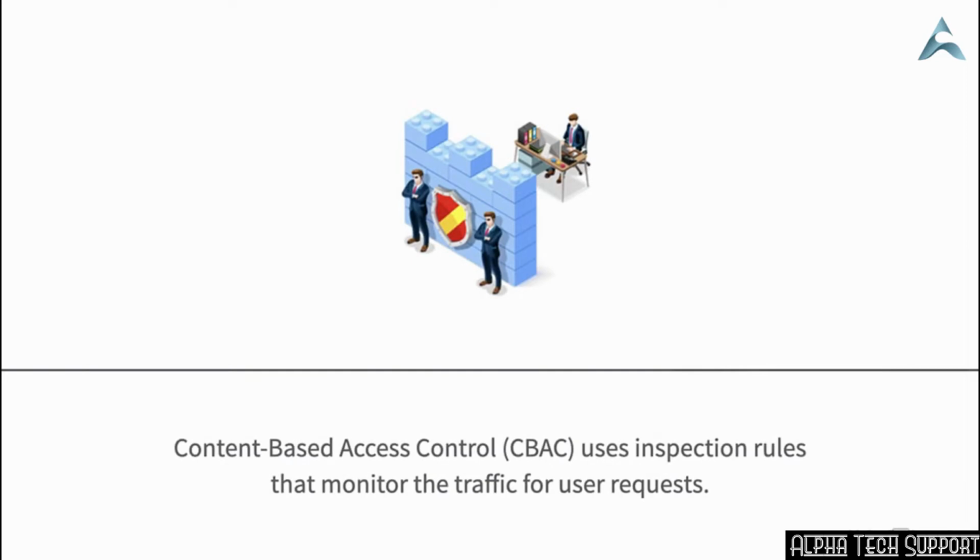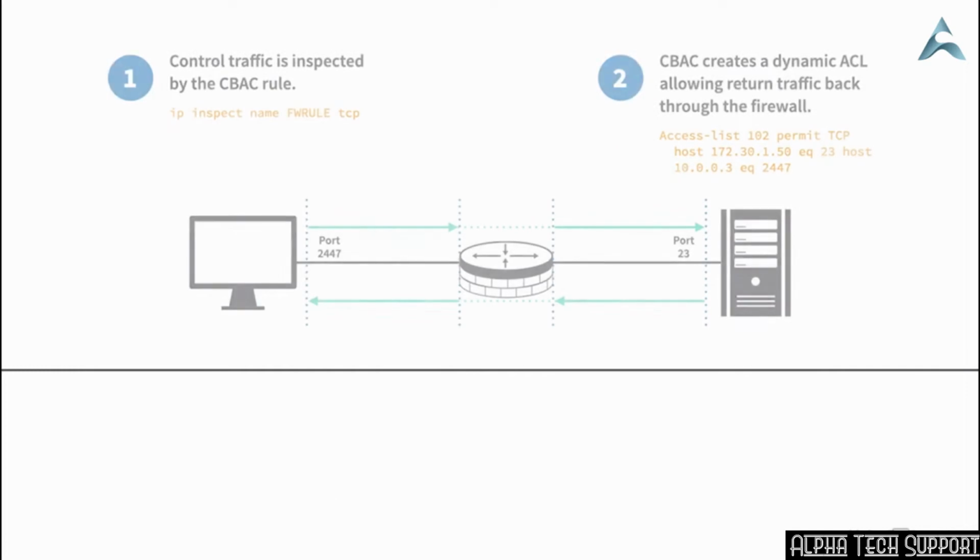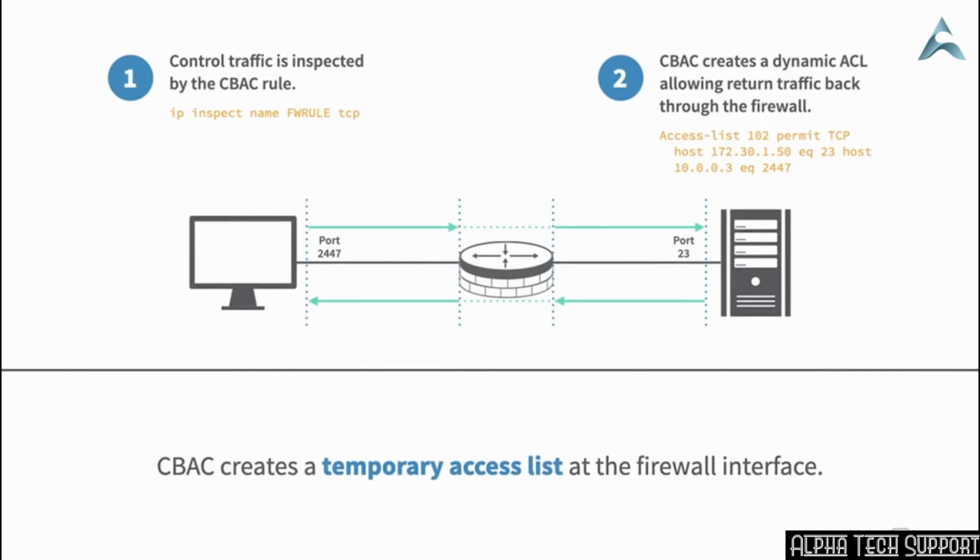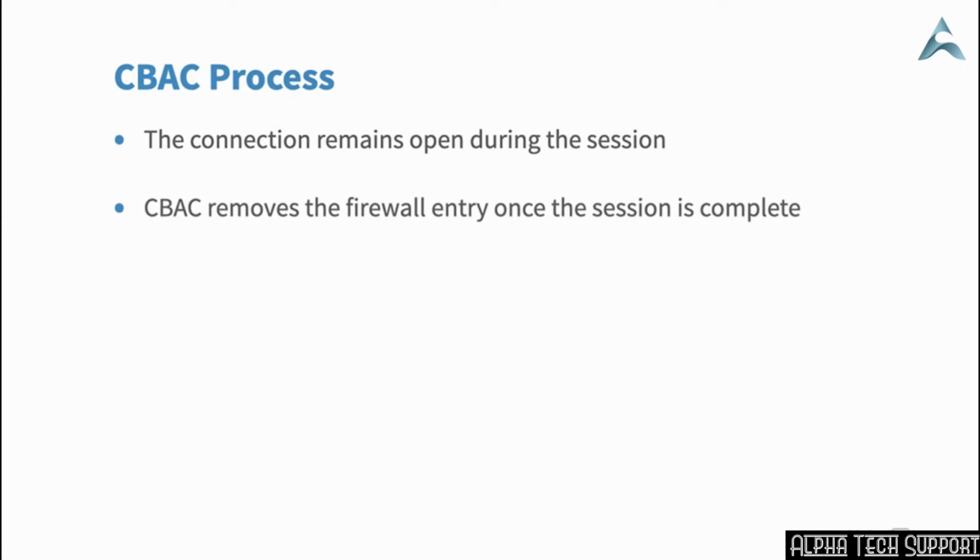In contrast, content-based access control uses inspection rules that monitor the traffic for user requests. For example, the client needs to telnet to 172.30.1.50. The content-based access control will create a temporary access list at the firewall interface. The connection will remain open during the session, and then content-based access control will remove the firewall entry once the session is complete. A key component of this is the inspection rules.